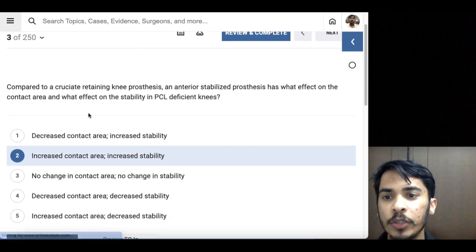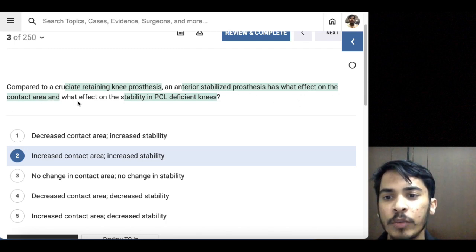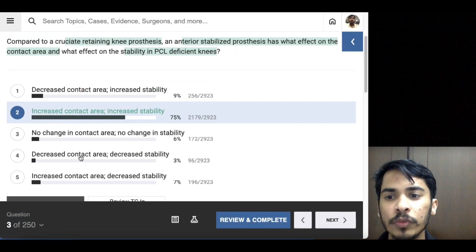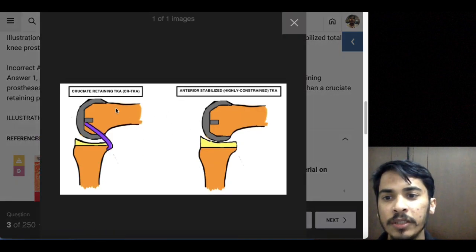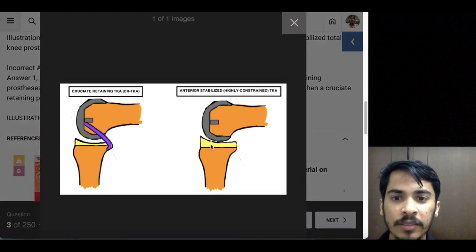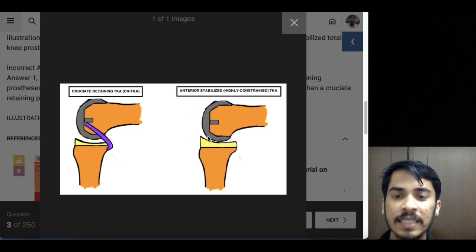Next question: compared to the cruciate retaining knee prosthesis, anterior stabilized prosthesis has what effect on the contact area and what effect on the stability in PCL deficient knees. So in this case question, we have to know that there is a type of design that is called, this is the cruciate retaining design, this is the anterior stabilized knee. Anterior stabilized design, there is a post like this anteriorly to prevent anterior translation. This is the anterior stabilized knee.